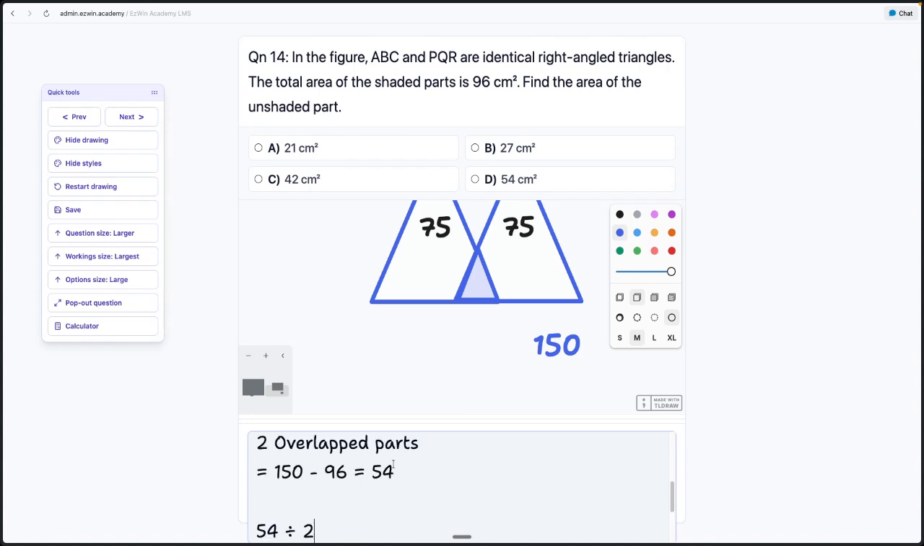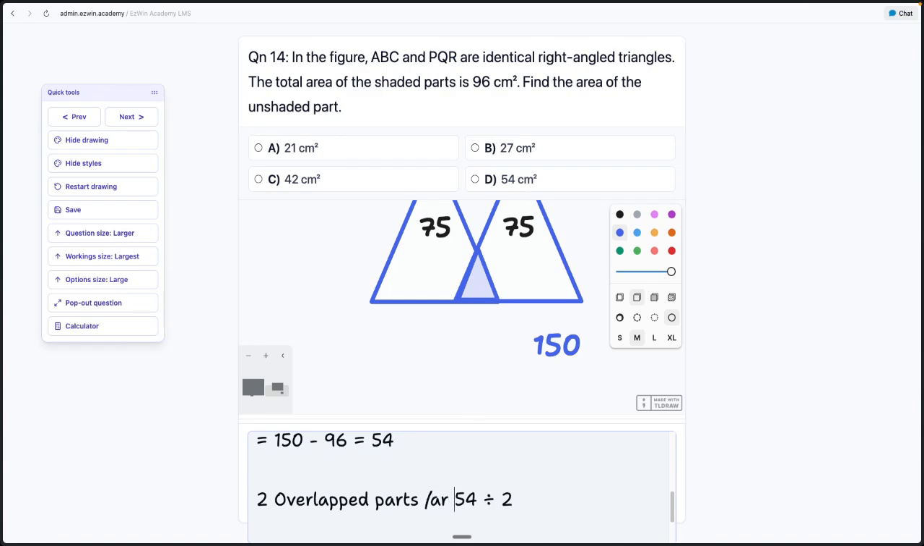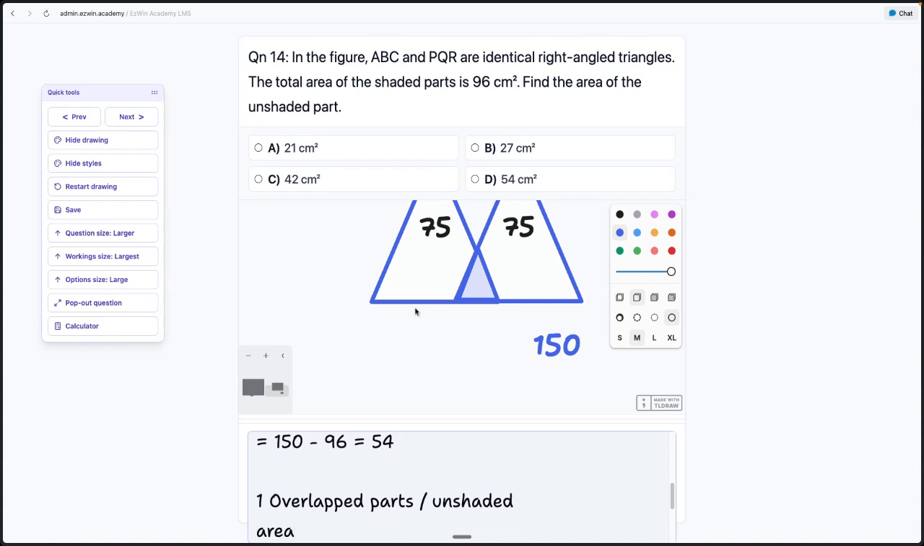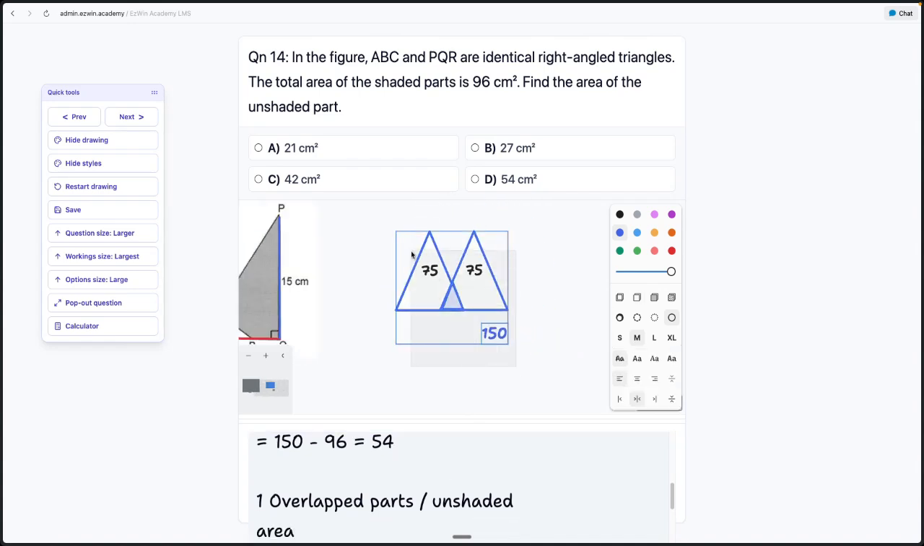So one overlap part over here is equal to 54 divided by 2, which is equal to 27. There you go. So it's not two overlap parts, it's one overlap part, or the unshaded overlap part, or in this case, unshaded area. So that's the answer to this question.